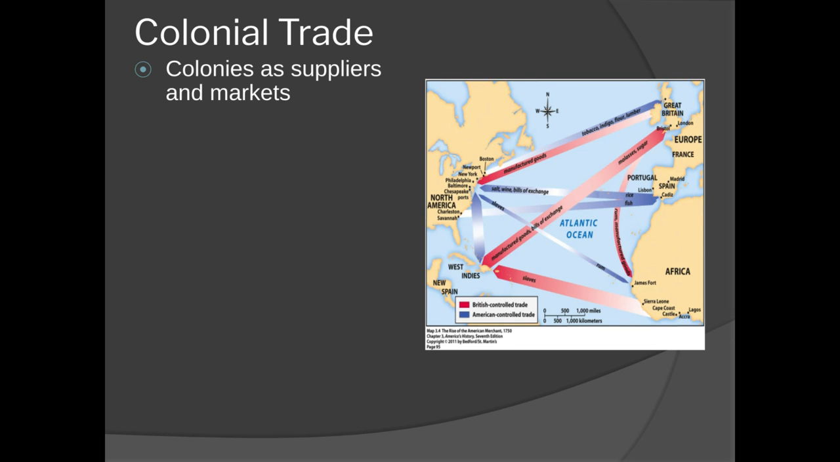So, as far as colonial trade went, colonies were suppliers and the market. So, not only did they supply the product, but they also had the market for the product. And there was regional specialization that occurred at this time.